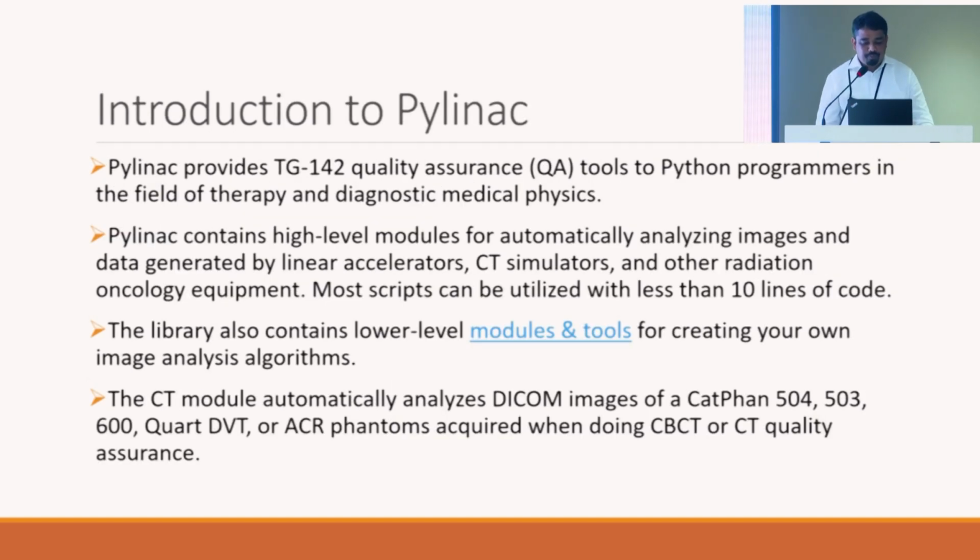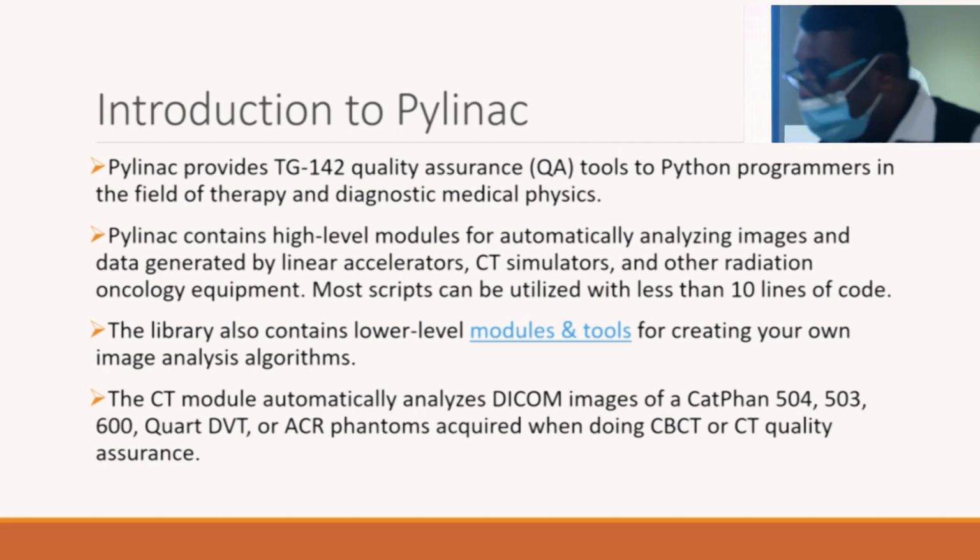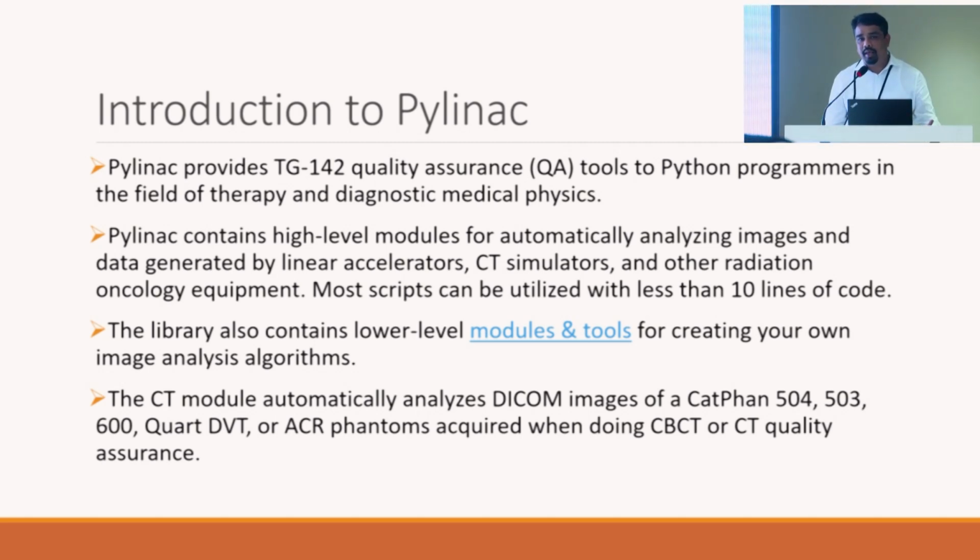In Pylinac, I took only one module for demonstration purposes: the CT QA process. The library is already there, so you don't require much code. It's a simple four-line code; you can execute the entire CT QA in just three or four lines. It has a library for CatPhan data like 504, 503, and 600, so most of these phantoms are available along with your machines. You can use this for your CT QA as well as for your CBCT QAs.